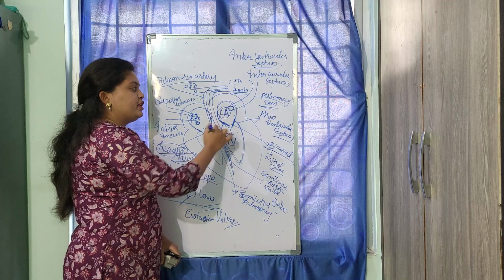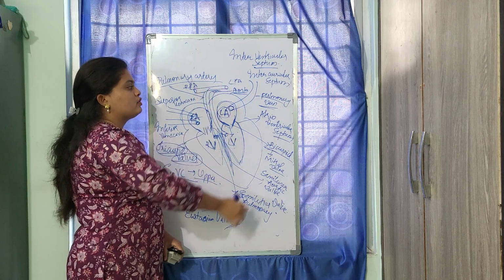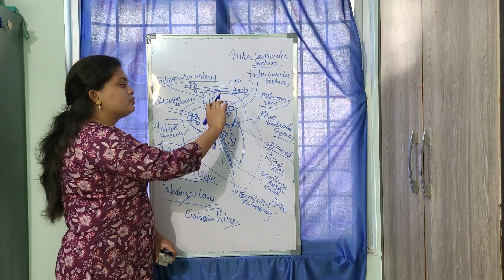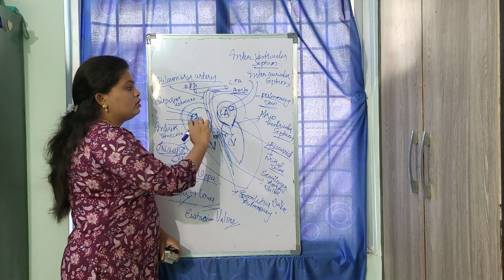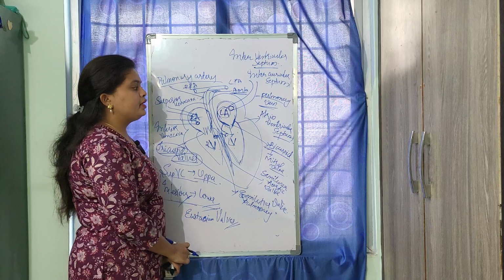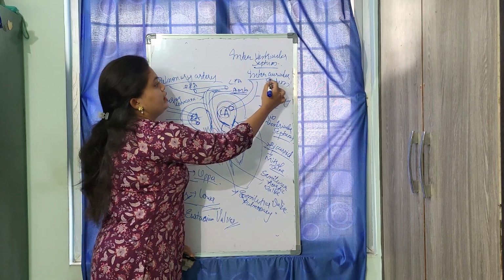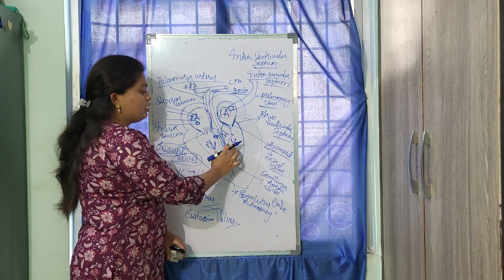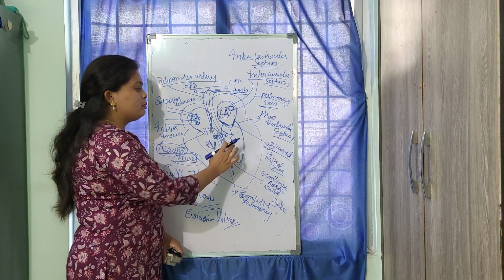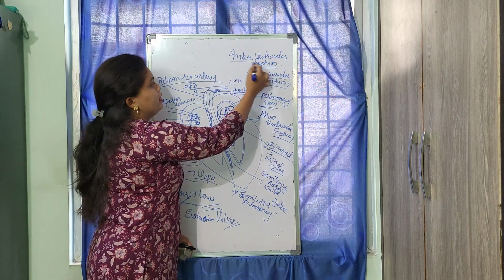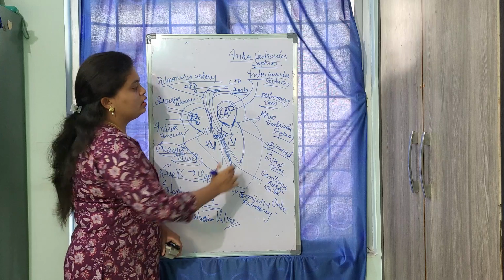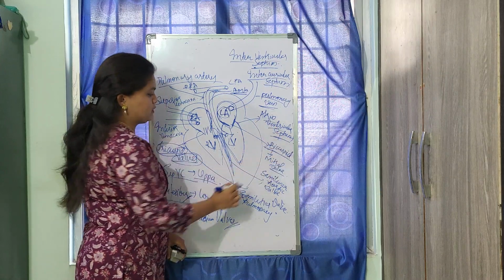And this oxygenated blood is sent to all parts of the body via the aorta. Okay, so this is the basic structure, and the two atria are separated by a septum called the interauricular septum, and the ventricles are separated by a septum called the interventricular septum. And these two walls are generally called atrioventricular septums.